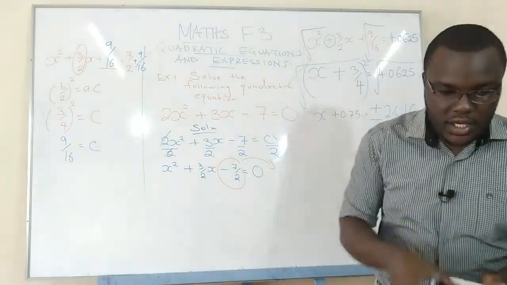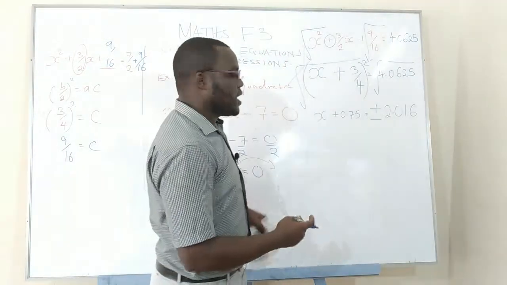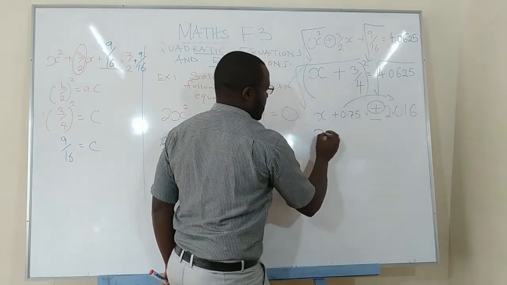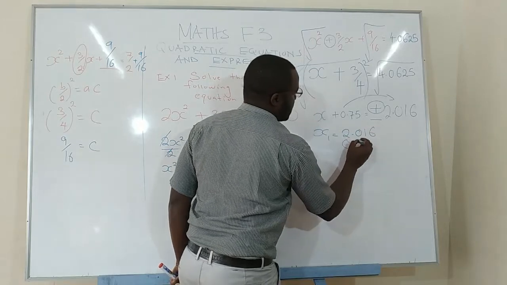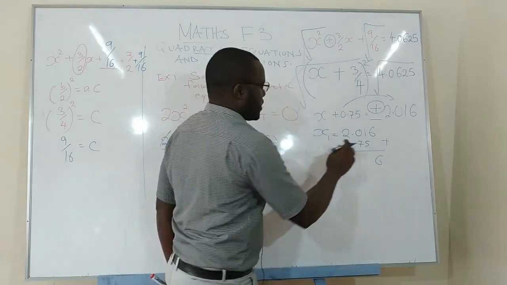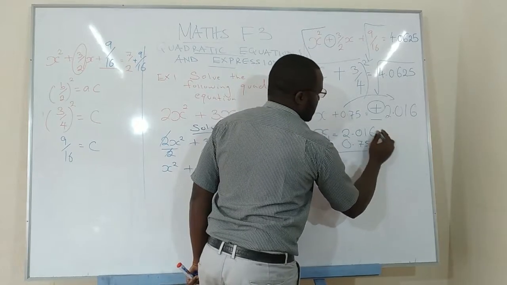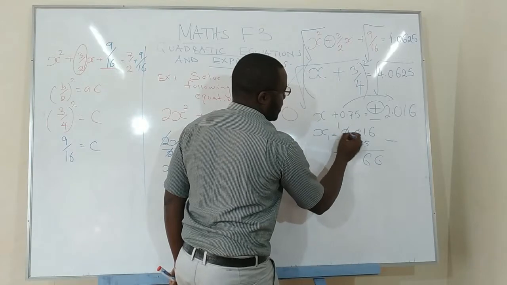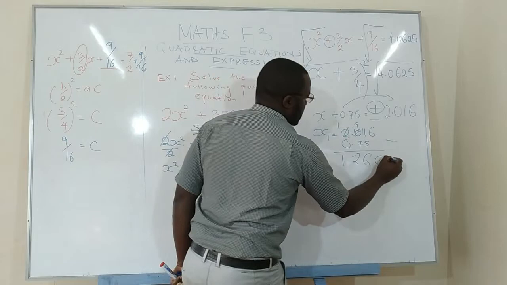And at this stage, we now have two answers. Because of this plus and minus, we can get two answers. The first one is when this is plus, so I move it there and I get x1 is 2.016 minus 0.75. Once it was plus, now I subtract. So this will give me 1.266. That is our first answer.